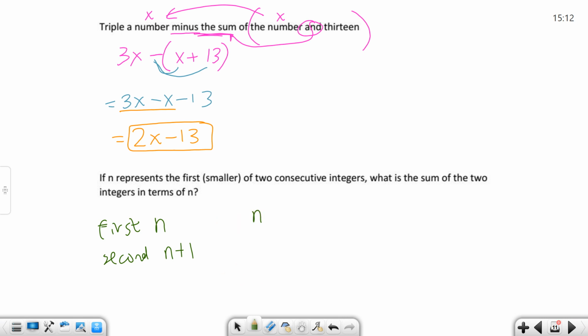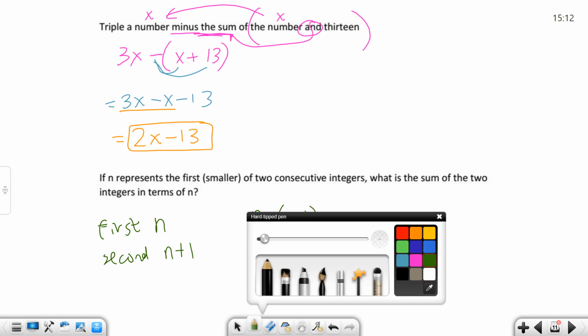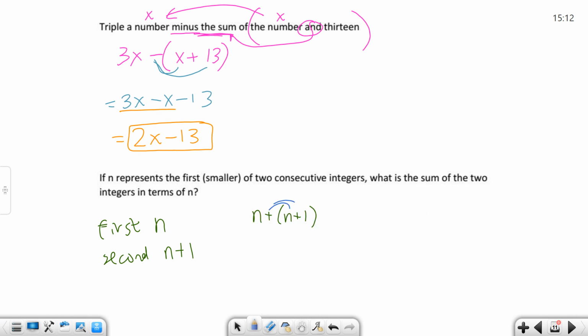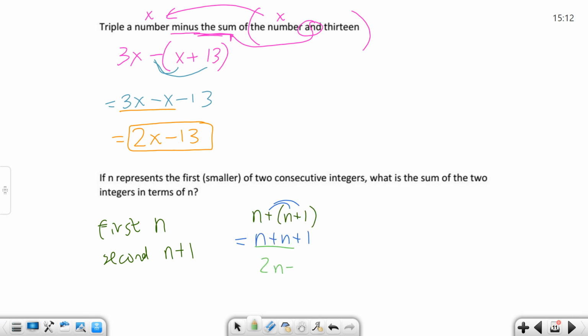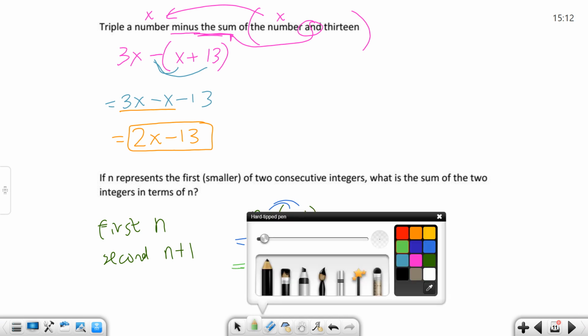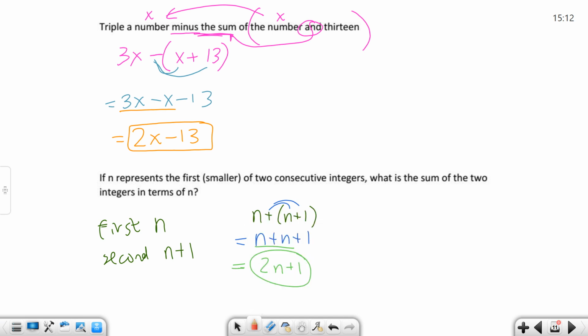So what is the sum? n plus (n plus 1). But wait a minute, we want to simplify that. So what we do is we distribute this plus sign. We get n plus n plus 1. And then we say, okay, let's put those together, we get 2n plus 1. So the sum of two consecutive integers, where the first one is n, is 2n plus 1. 2n plus 1. All right, so let's see what our next one is.